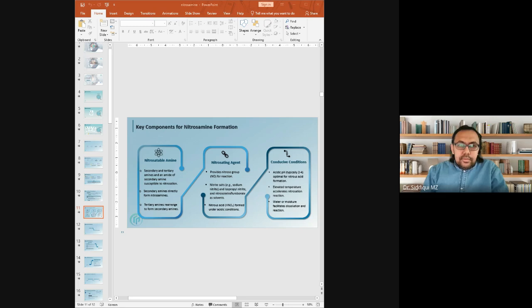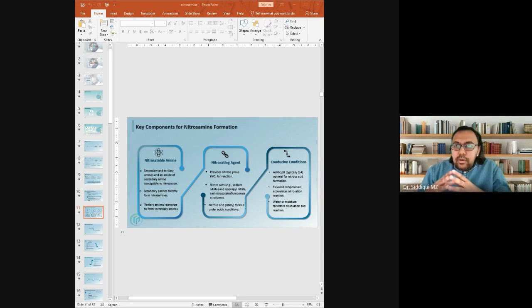So the key components of nitrosamine formation are a secondary or tertiary amine or amide from a secondary amine. These are susceptible to nitrosation. Also, the nitrosating agent, which could provide the nitrosonium ion, and the acidic pH, which is the most conducive environment for nitrosamine formation. So the formation relies on three main components: nitrosatable amine, nitrosating agent, and conducive conditions such as acidic pH or heat or moisture. When these factors converge, the risk of formation escalates exponentially.